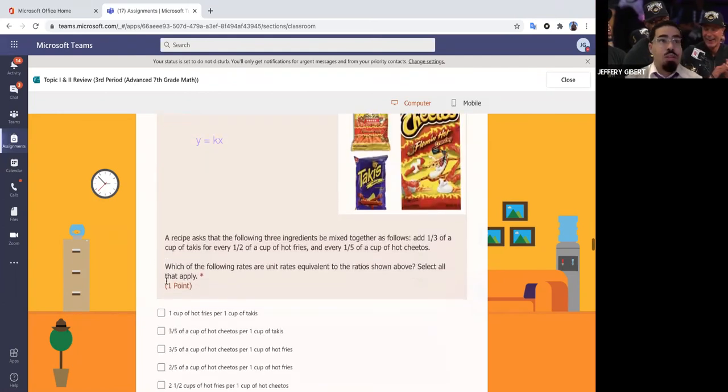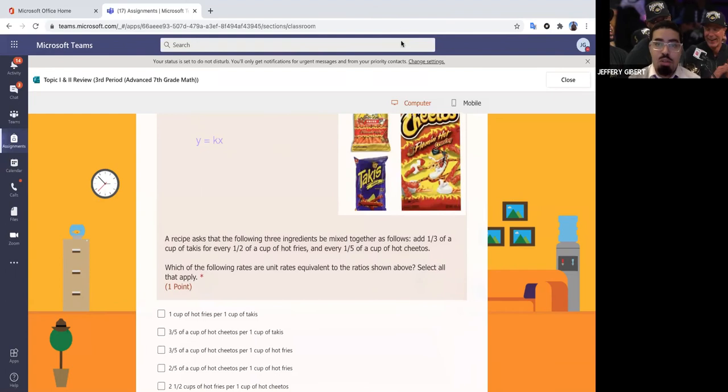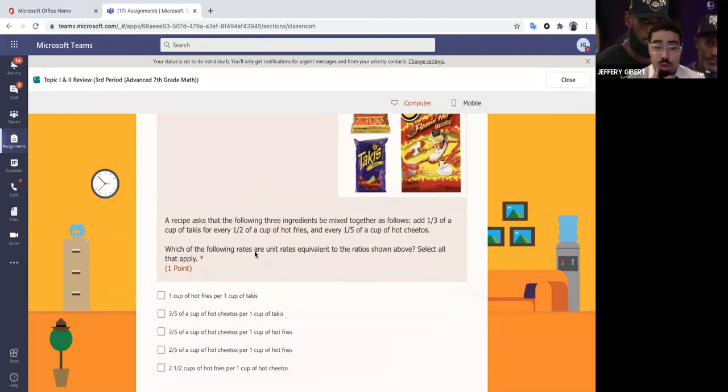Oh man, this one's a little bit longer. I'm just going to go over this one to save us some time. It says the recipe asks that the following 3 ingredients be mixed together as follows. Add 1/3 of a cup of Takis for every 1/2 of a cup of hot fries and every 1/5 of a cup of hot Cheetos. Which of the following rates are unit rates equivalent to the ratios shown above?